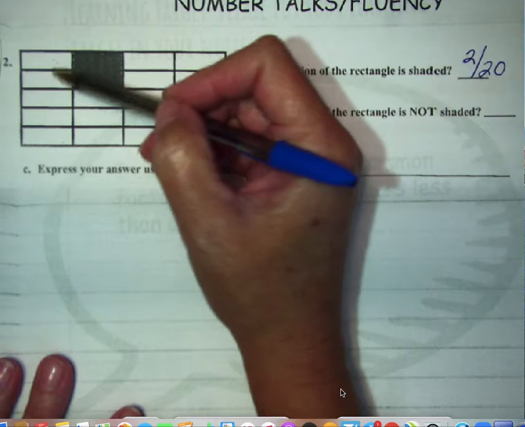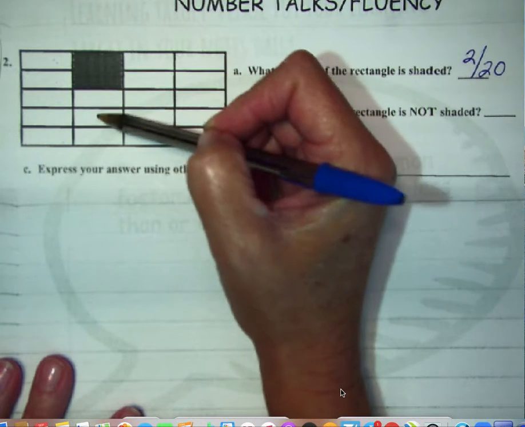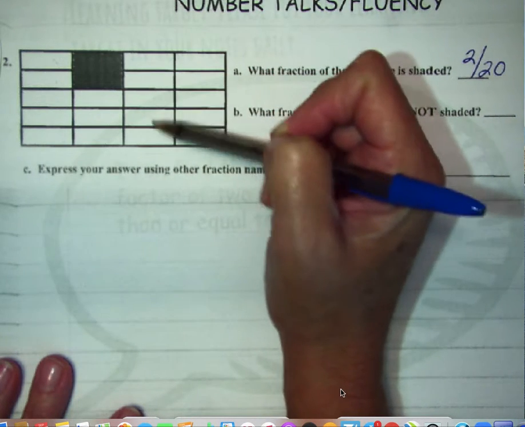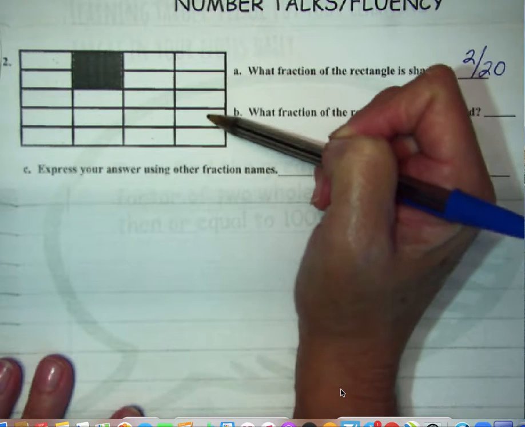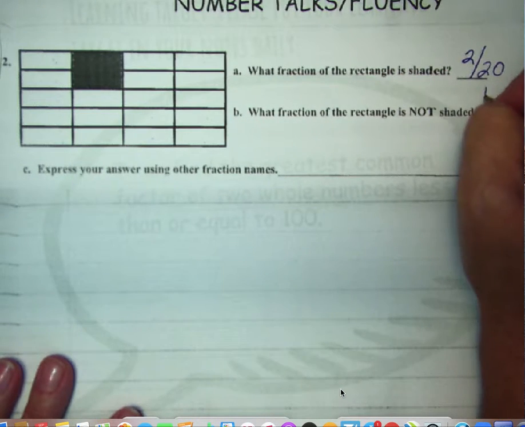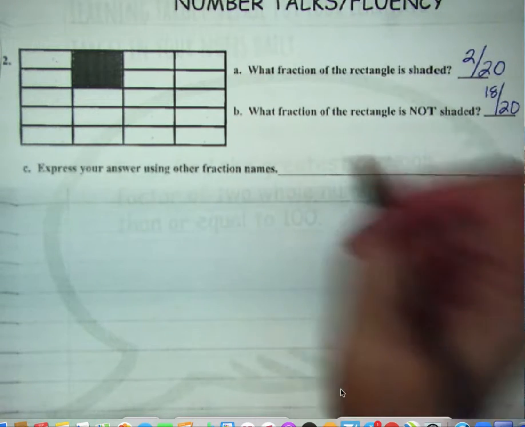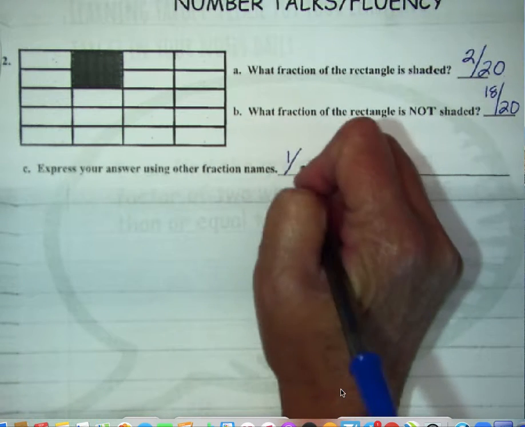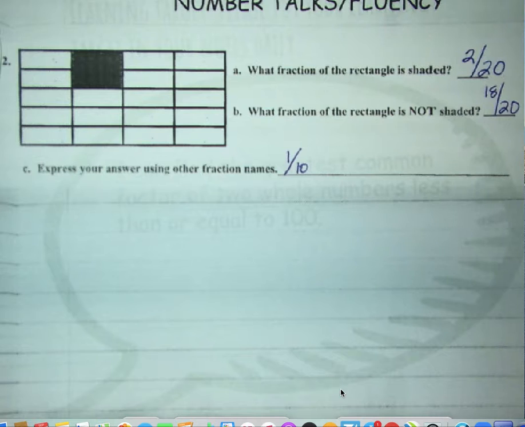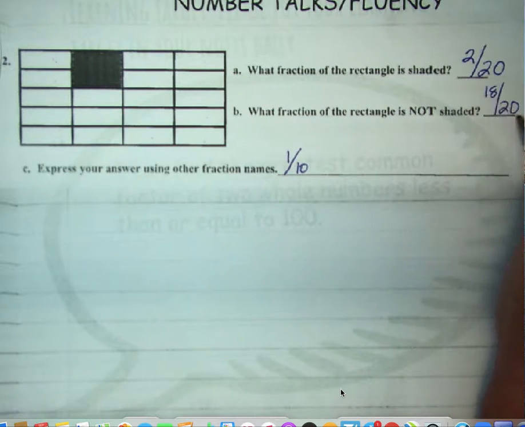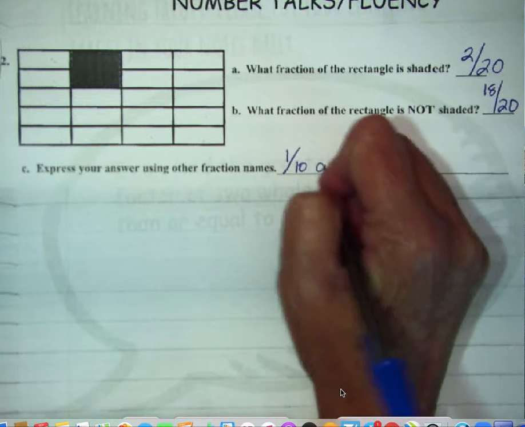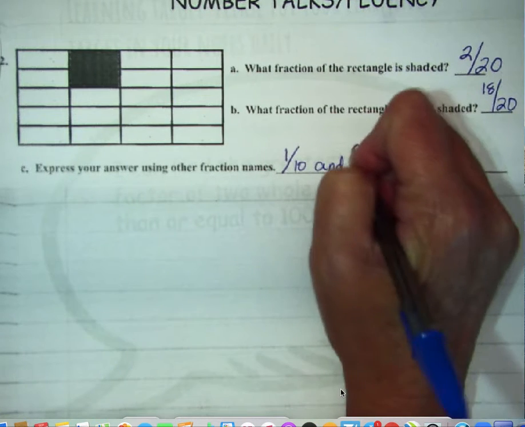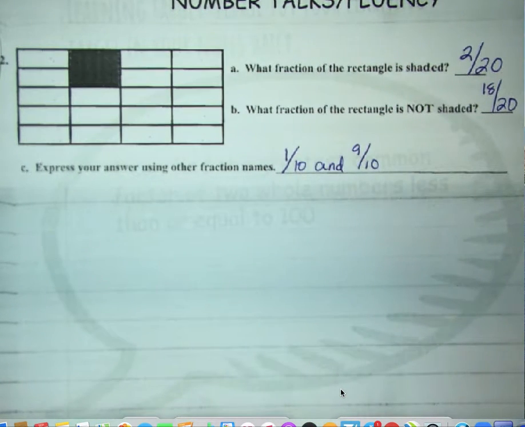Well, 1, 2, 3, 4, 5, 6, 7, 8, 9, 10, 11, 12, 13, 14, 15, 16, 17, 18. So 18 out of 20. Okay? So if I'm going to write this a different way, I can take half of both of them, 1 out of 10. And half of 18 is 9. 9 out of 10. Okay.